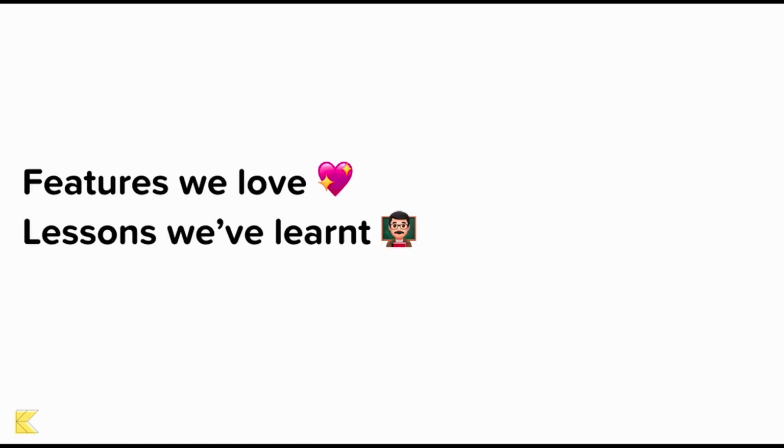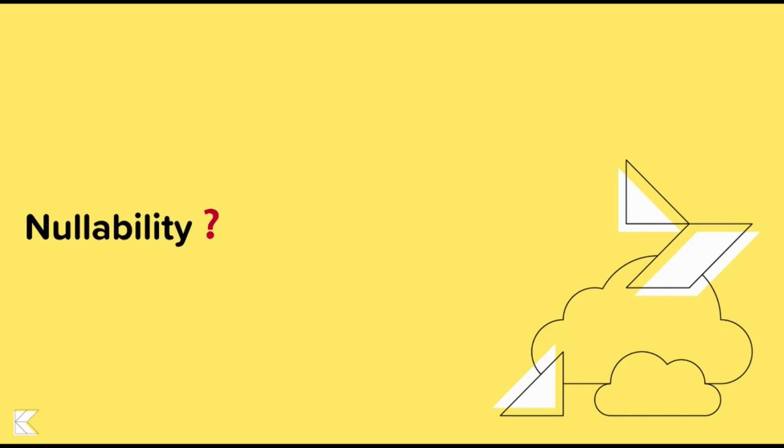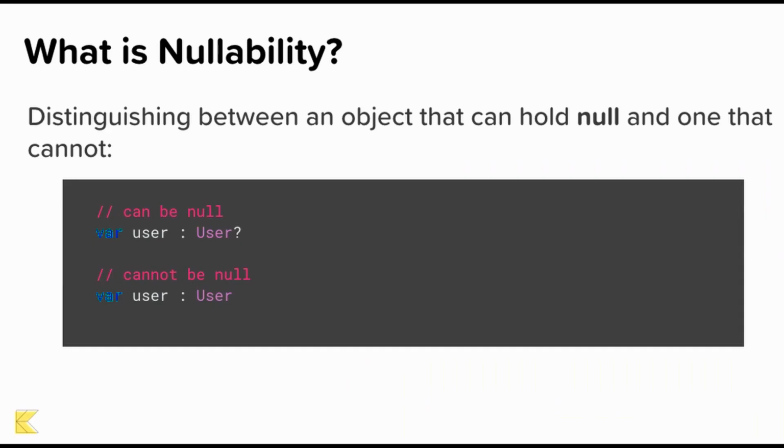So I'm going to talk a little bit about some of the features we love about Kotlin and some of the lessons that we've learned whilst writing Kotlin. The first one, and probably the most popular, is nullability. Everyone probably knows about this one, but I'm going to talk a little bit about how we've used it and why we like it. For those that don't know what nullability is, it's basically the ability to distinguish between an object that can hold a null value and one that can't. In this example here, you will see we have 2 variables.